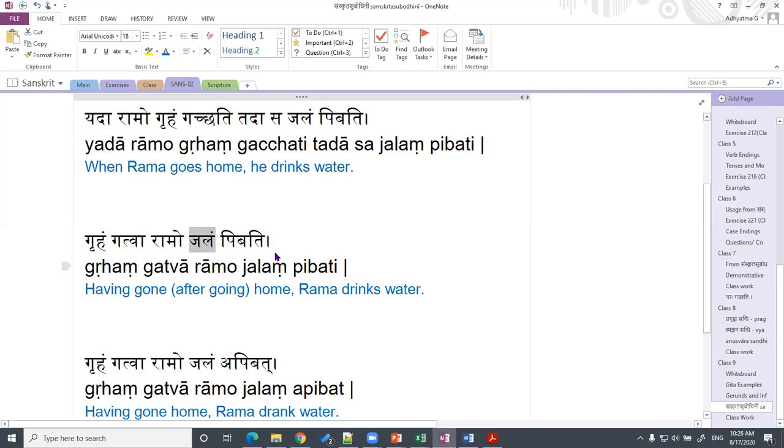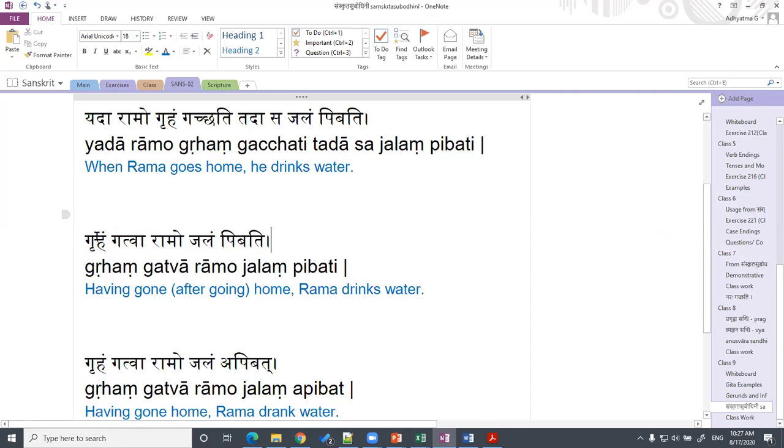So you cannot say Jalam gatva Ramo Gruham pivati. You cannot do that. So this puts a little limitation on free word order in Sanskrit. As you make more complex sentences, you will see that you cannot just use free word order whichever way you like. But still, within Ramo jalam pivati, you can change the word order anywhere you like. Gruham gatva, you can say gatva Gruham, is still okay. But you do not replace Gruham and Jalam, because then it would become incomprehensible.